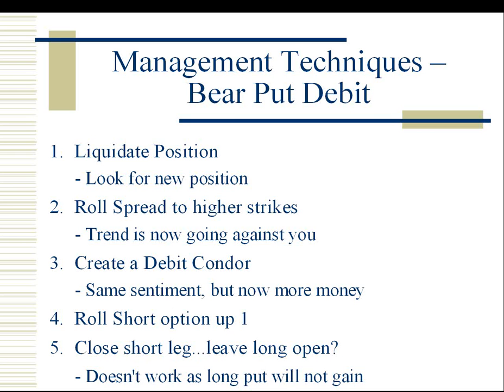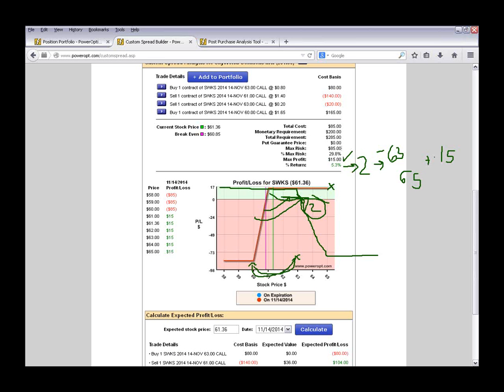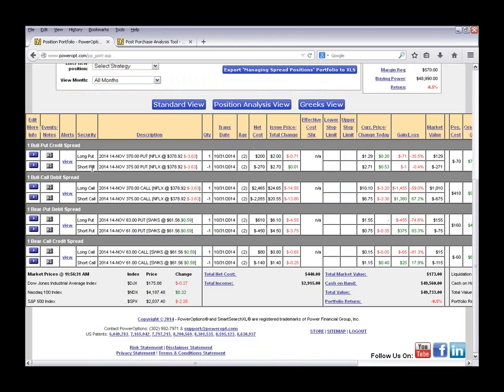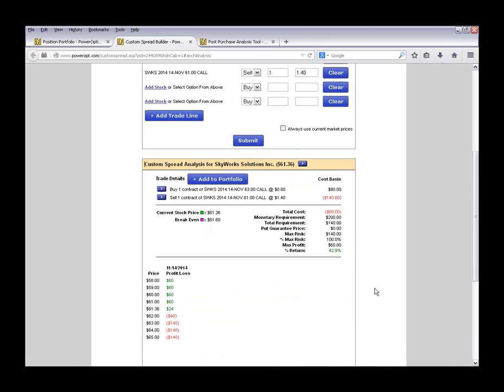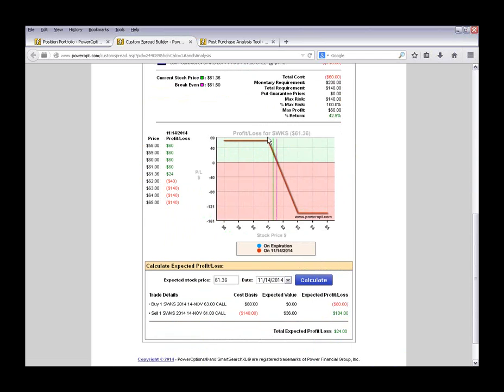Let's talk about why. Let's go back to our profit and loss chart, and then we'll pull up the debit spread very quickly. Let's just clear those drawings out. There we go. Let's go back to our original positions here, and I'm going to go back to the bear call first. So, what we've seen before, and we spent about 20 minutes on, here's our profit and loss of our bear call.